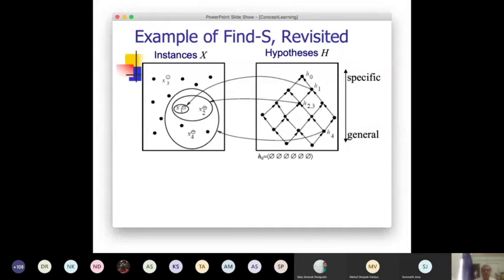So let us try to understand the implications of the negative examples. When you are trying to compute this version space, as you understand, we are also checking the negative examples, because you are not only checking the positive examples, you are also checking whether the negative examples are satisfied with respect to that hypothesis, right?